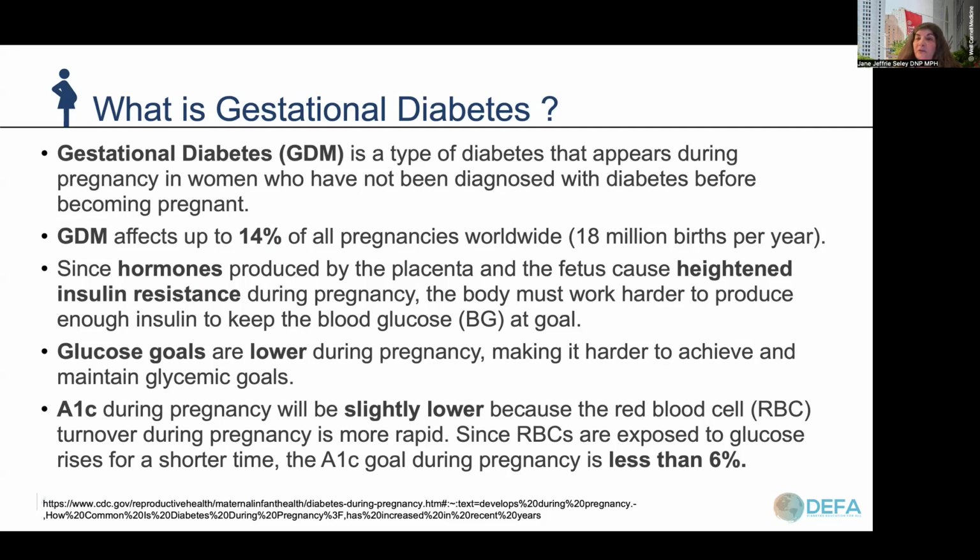An A1C during pregnancy is slightly lower than an A1C when you're not pregnant because of the more rapid red blood cell turnover. That means the red blood cell isn't hanging out as long to get covered with glucose. Every time the glucose goes up, it coats the outside of the red blood cell, and that's what the A1C measures: the exposure to glucose over time. So if the red blood cells are turning over more quickly, they're not exposed for as long. The normal goal for pregnancy A1C is less than 6%.